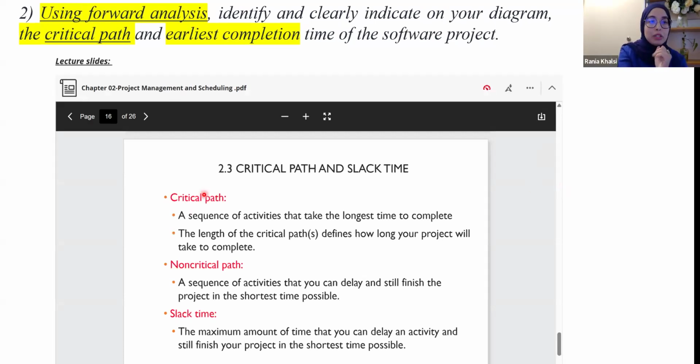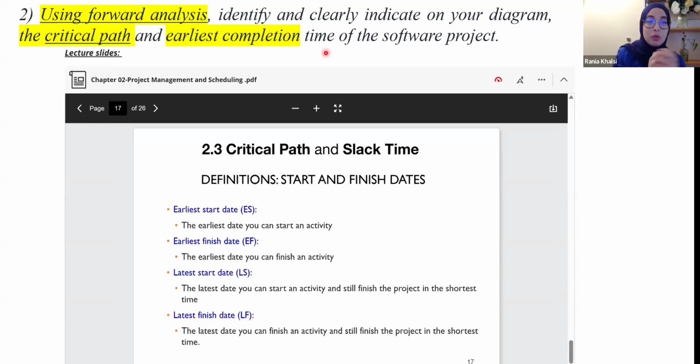So we were discussing critical path, slack time, and all this. A critical path is a sequence of activities that take the longest time to complete. Okay, so from our diagram that we already drew, we are going to find a sequence of activities that take the longest time to complete. So this is how the length of the critical path is defined, that defines how long your project will take to complete. So this critical path is going to help us to determine the earliest completion time. Okay, so this is what we will cover today.